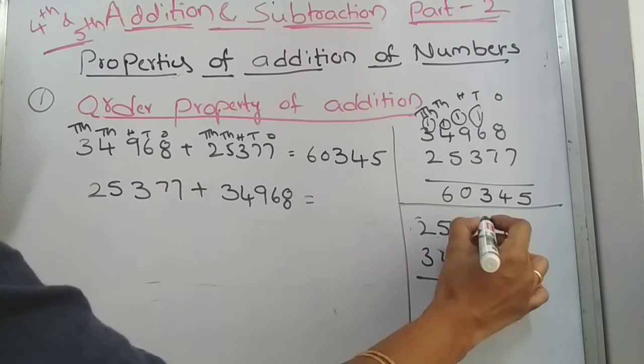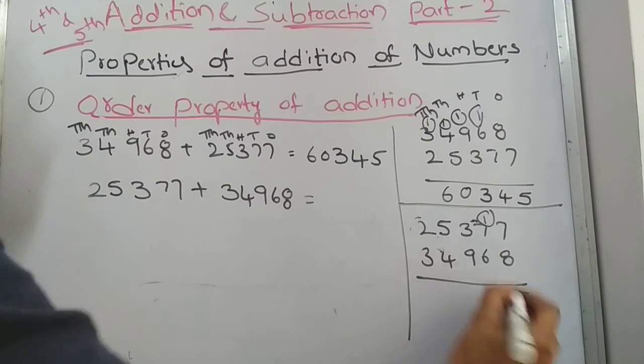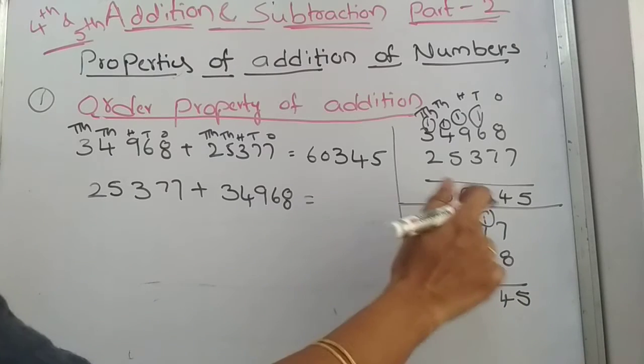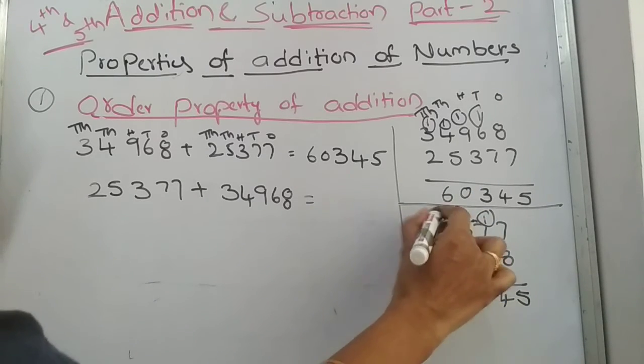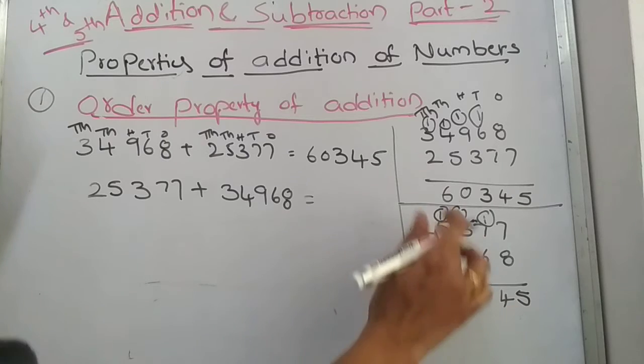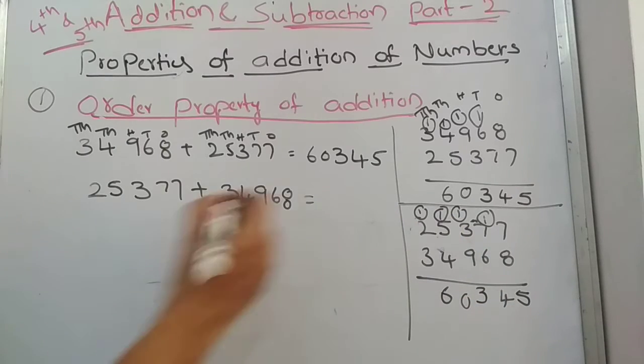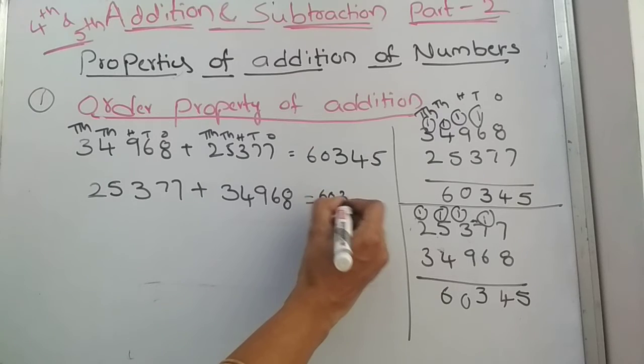7 plus 8, 15. 1. 7 plus 7, 14. 9 plus 1, 10 plus 3, 13. 1 is carried over to the 1000 place. 5 plus 5, 10. 3 plus 3, 6. What will it give? 6, 0, 3, 4, 5.